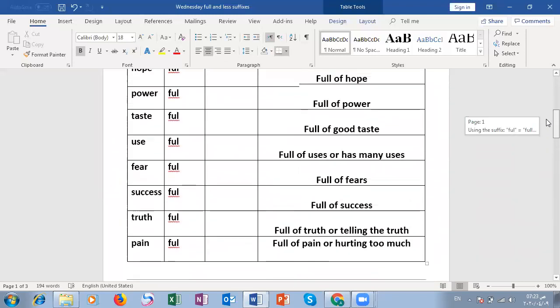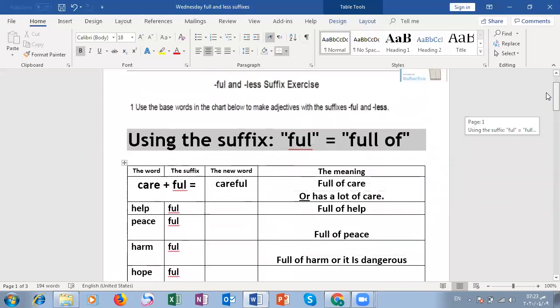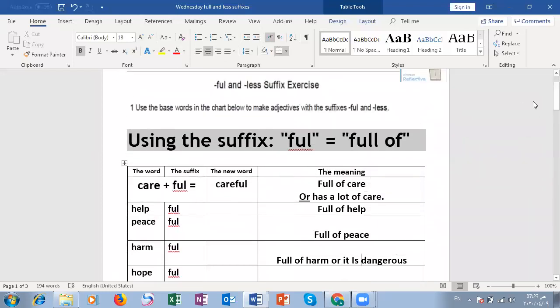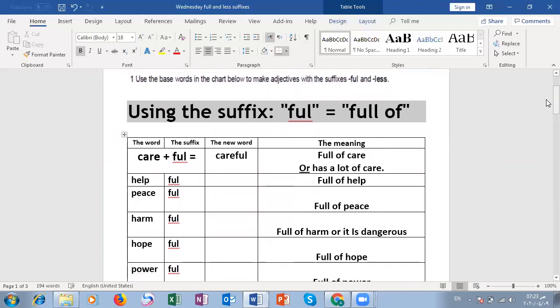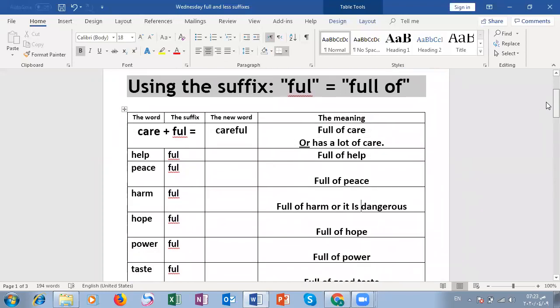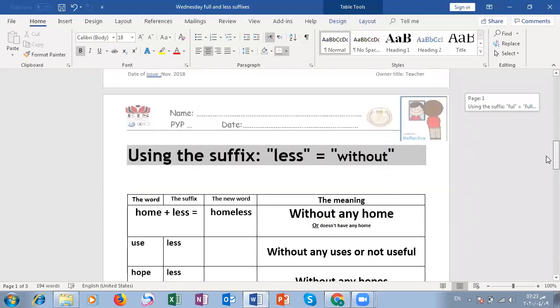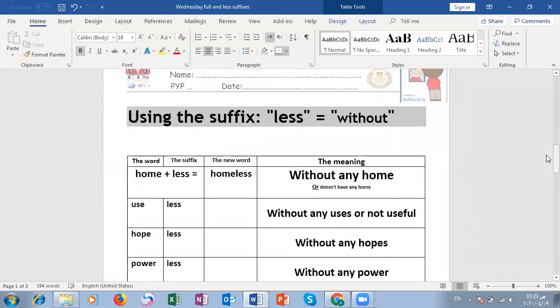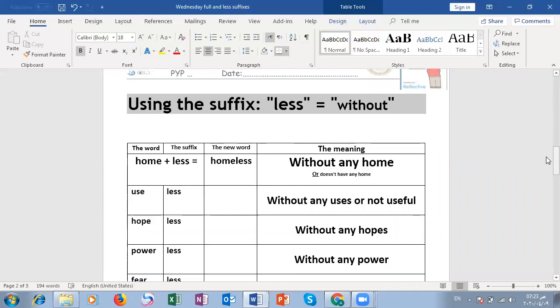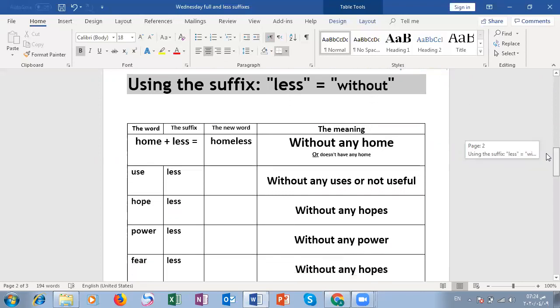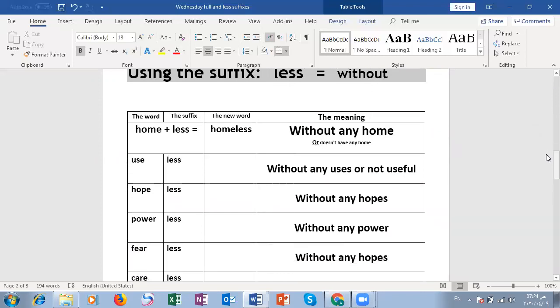Okay, so now we worked on the first suffix, full, and how we add it to the words, and we explored the meaning for these words. Let's move to the second suffix we have today. It is less, L-E-S-S, and it means without. Okay, let's see some examples here.